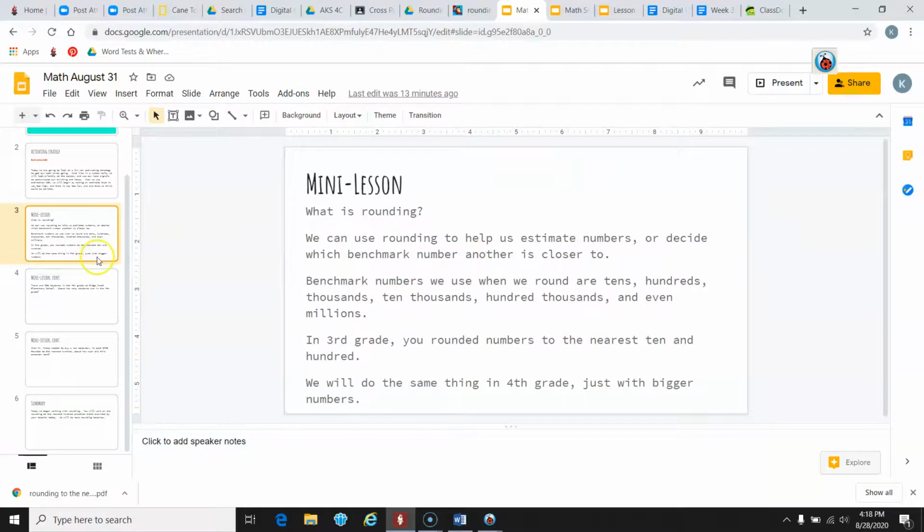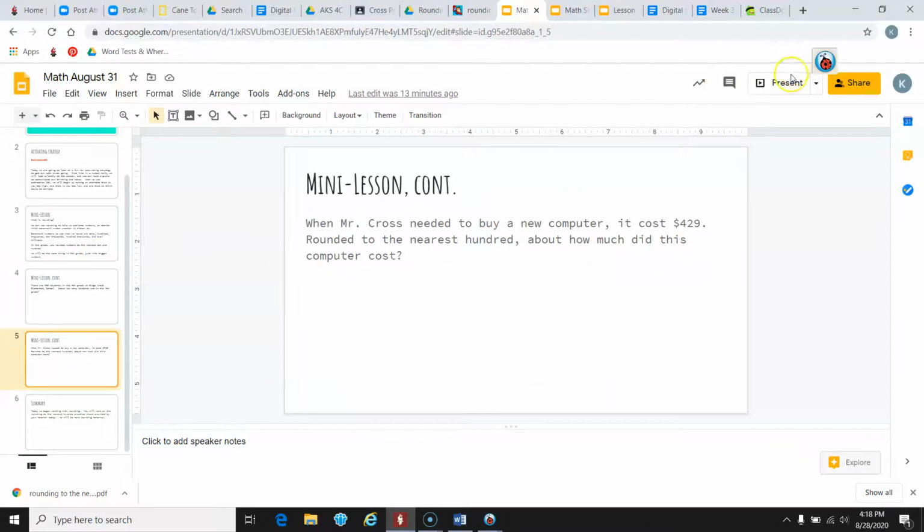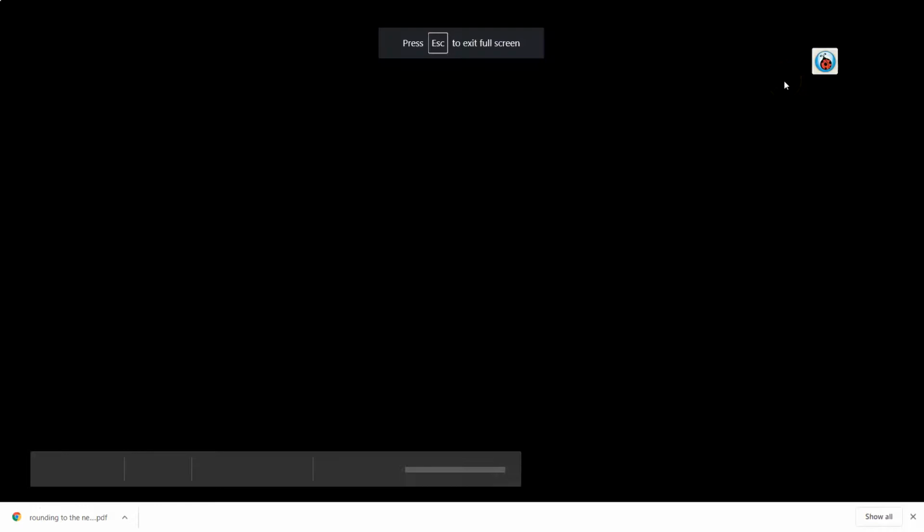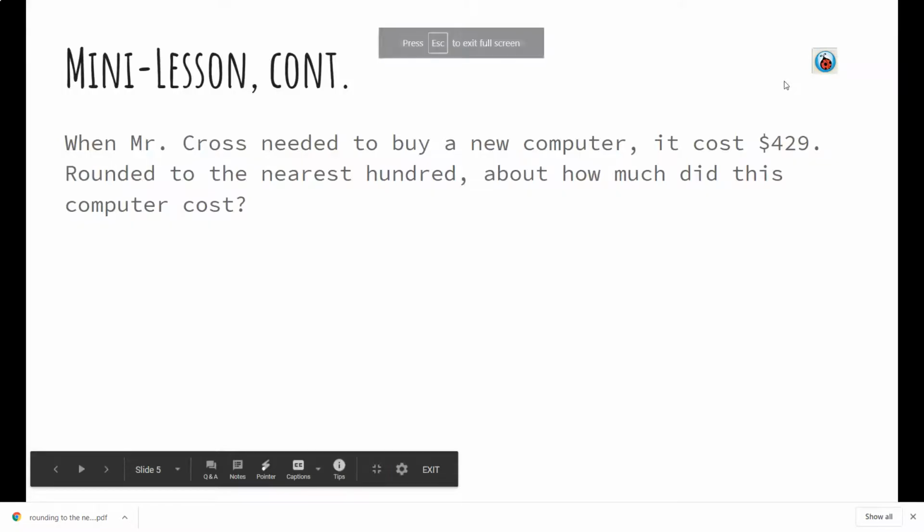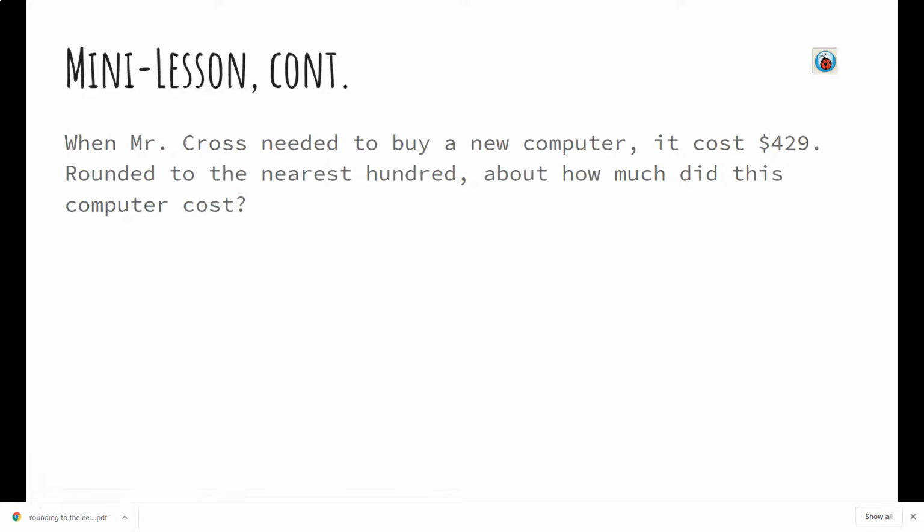And that went really far ahead for some reason. Okay, so now let's look at another one. This time we are only going to think about the nearest 100. So Mr. Cross needed to buy a new computer. His computer costs $429.